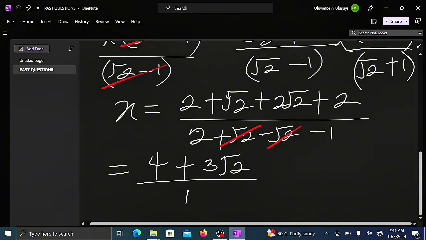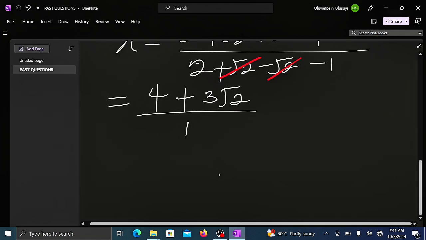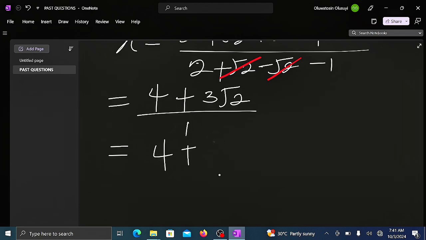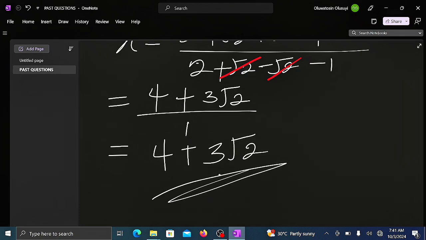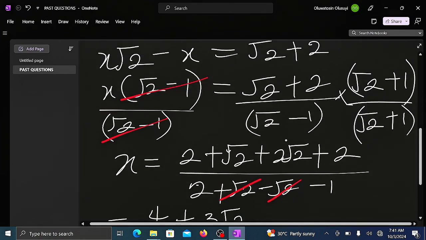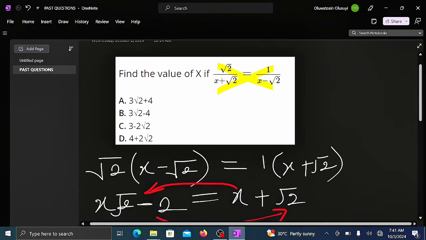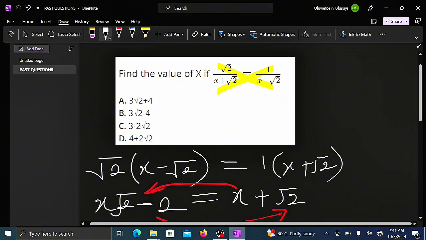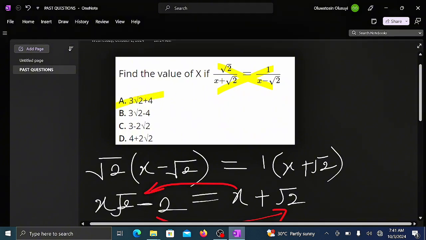So our answer is equal to what? The numerator divided by 1 is still the numerator. So our answer is 4 plus 3 root 2. That's our final answer. And what option is that? It's 3 root 2 plus 4. This is the answer.